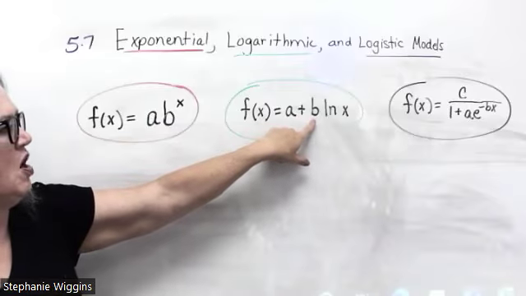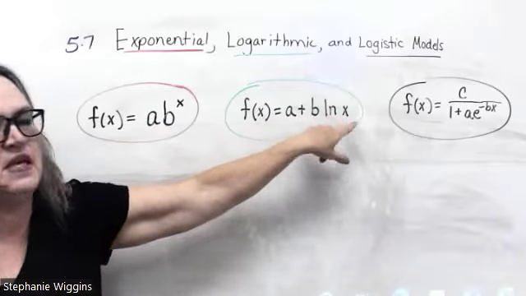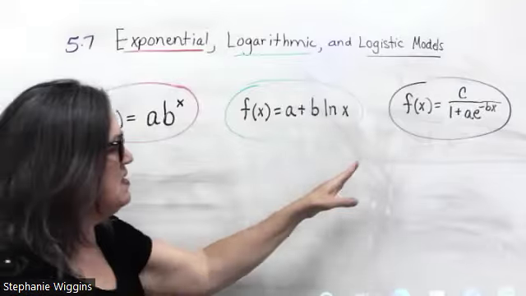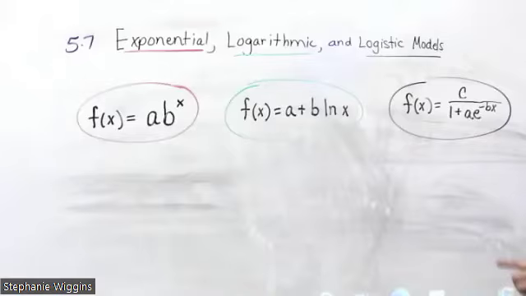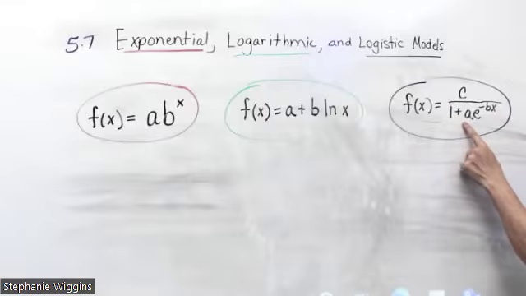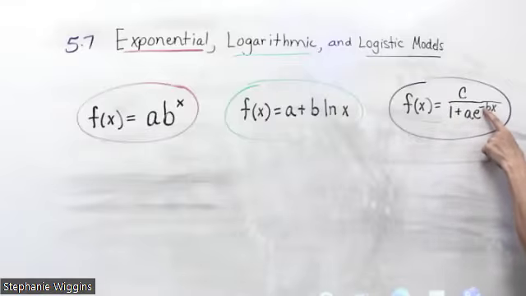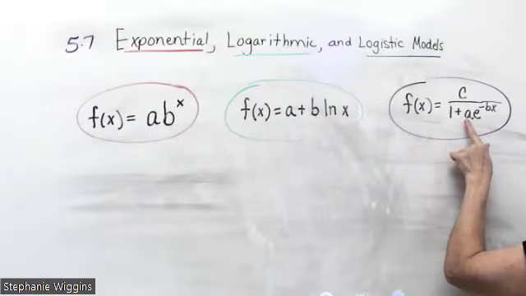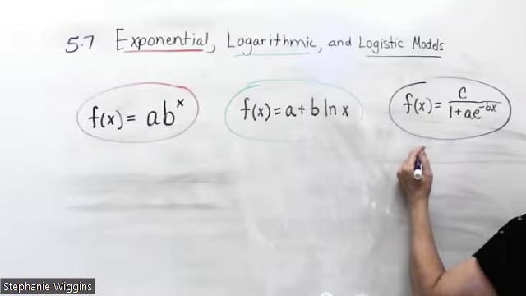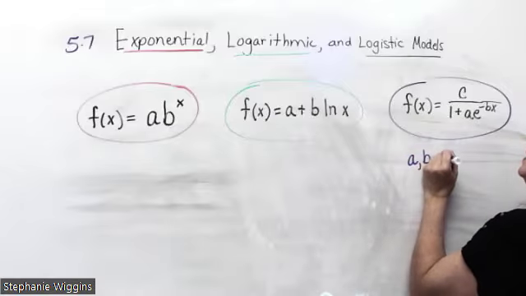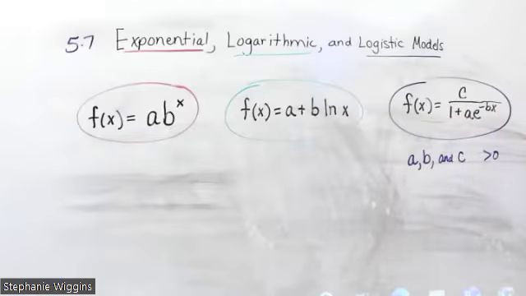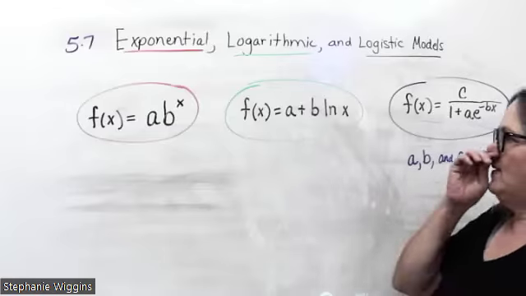This function is logarithmic. You have a constant plus another constant times the natural log of x, and x is inside the log, so that means it's a logarithmic function. And then this is a logistic function. Here we have a constant c divided by 1 plus another constant times e to the minus bx, where b is another constant. So here we have constants a and b, here also, and then here we have A, B, and C. And in the logistic model, A, B, and C are greater than 0. They're positive constants.